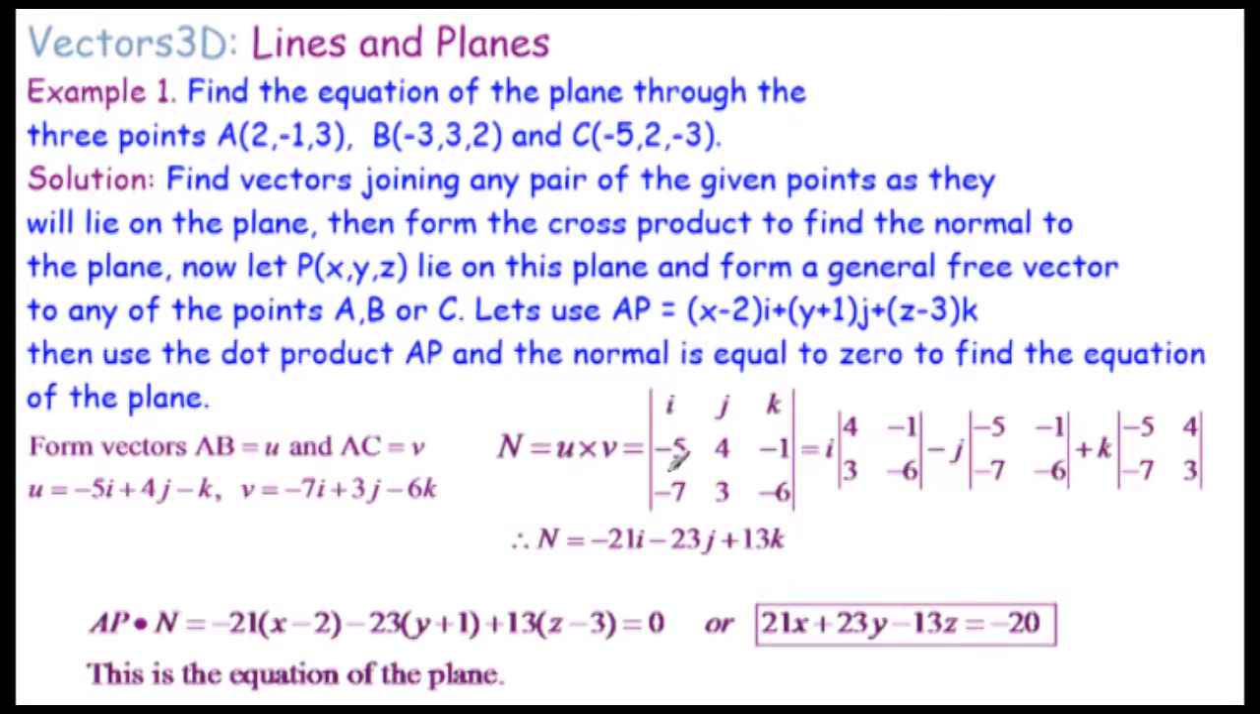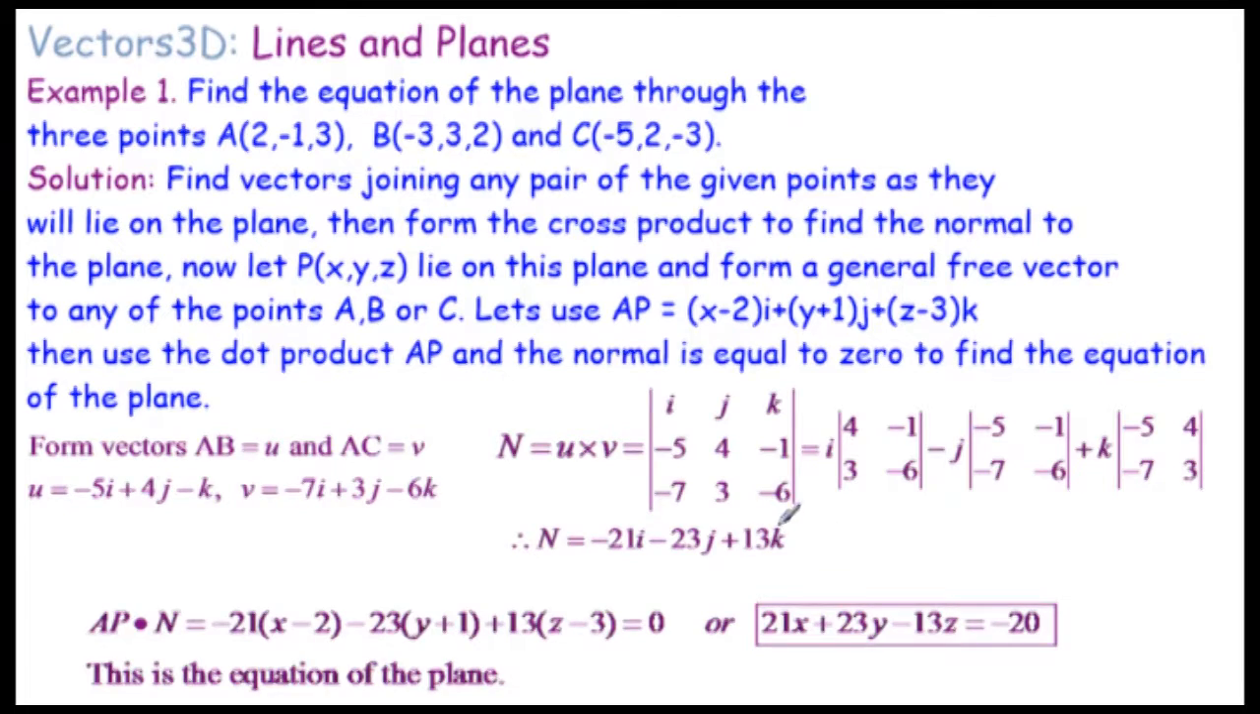Then we take the cross product. Now, the cross product, you have to remember, is the determinant. So we put the coefficients here, minus 5, 4, minus 1, and down here, minus 7, 3, negative 6. Then we expand this out, plus, minus, plus, with i, j, k, and we have these little mini determinants, which we know how to expand. 4 times minus 6 minus minus 1 times 3: minus 24 plus 3, minus 21. Anyway, we go through that.